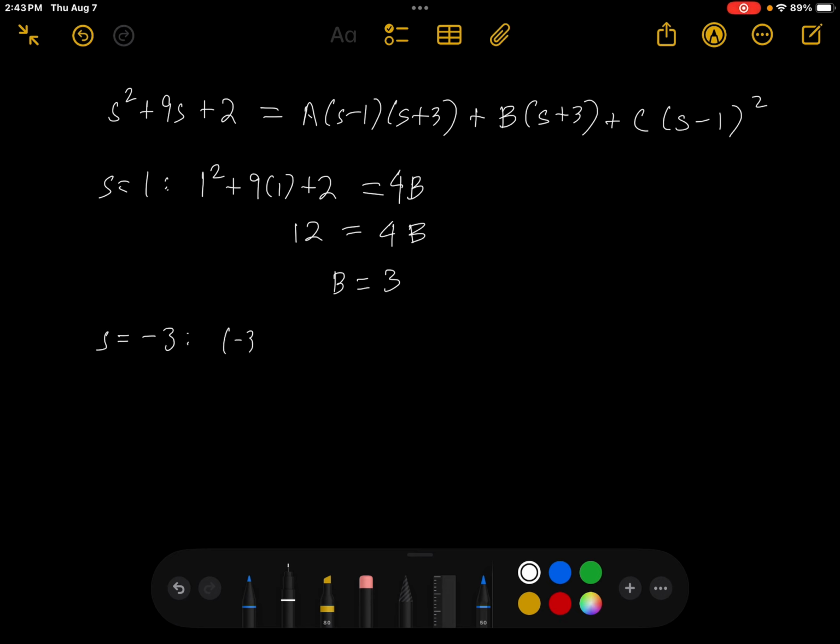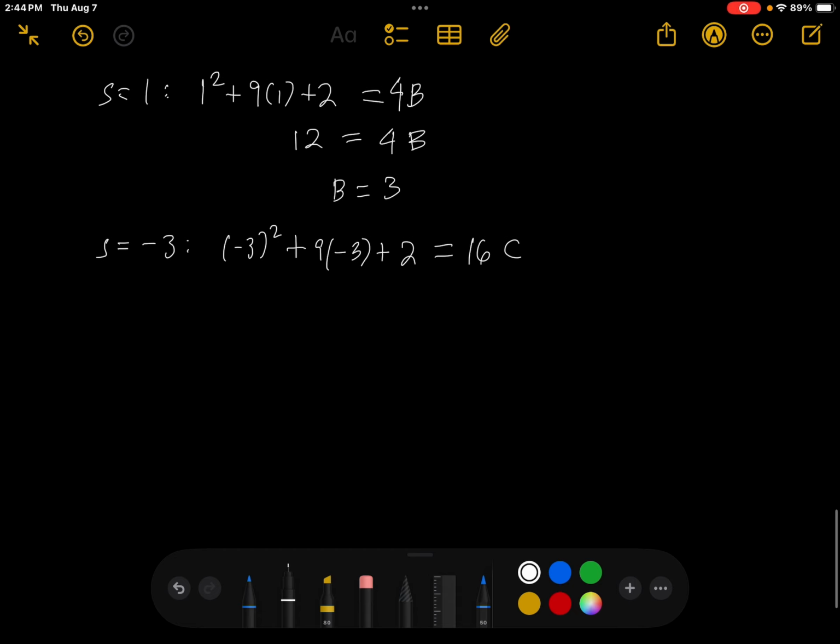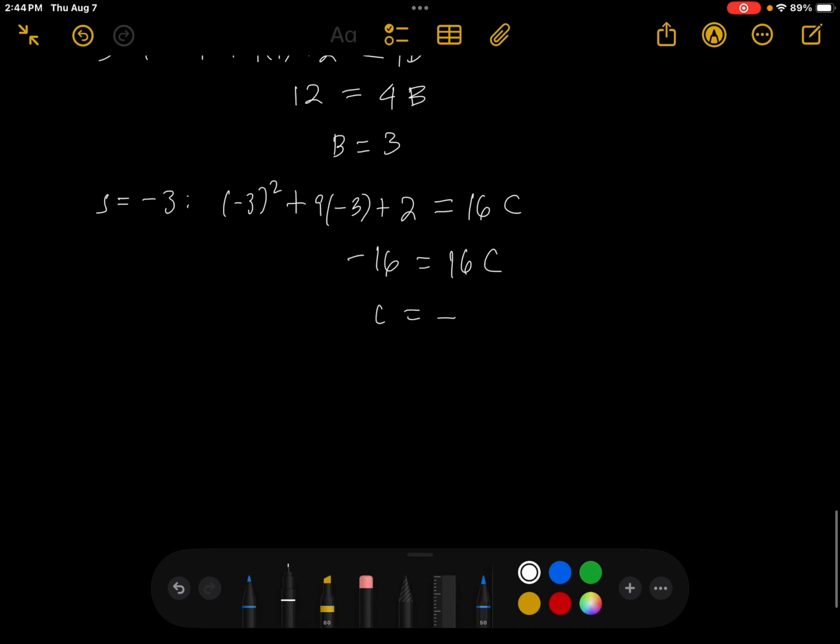Now let's plug in s equals negative 3. You're going to get negative 3 squared plus 9 times negative 3 plus 2 is equal to 0 plus 0 plus c times negative 4 in parentheses squared. So that's 16c. Well, the left-hand side is going to be 9 minus 27 plus 2, which is negative 16. So negative 16 equals 16c. C is negative 1.